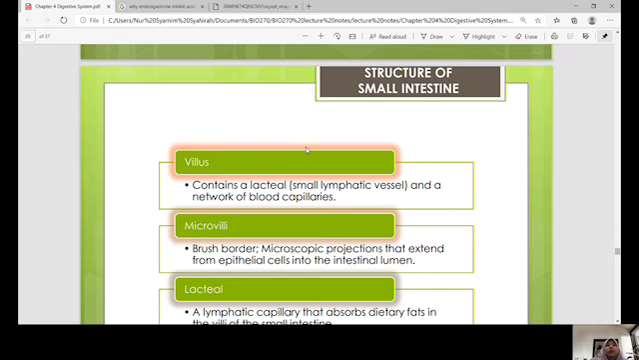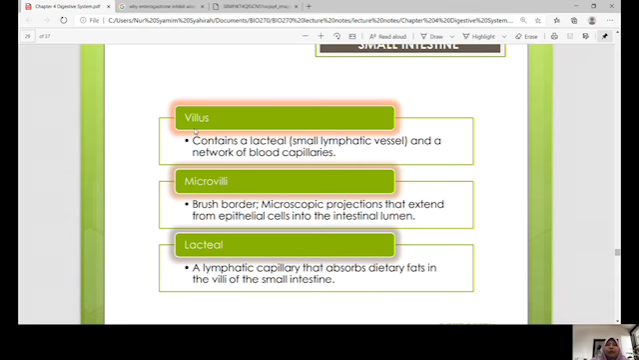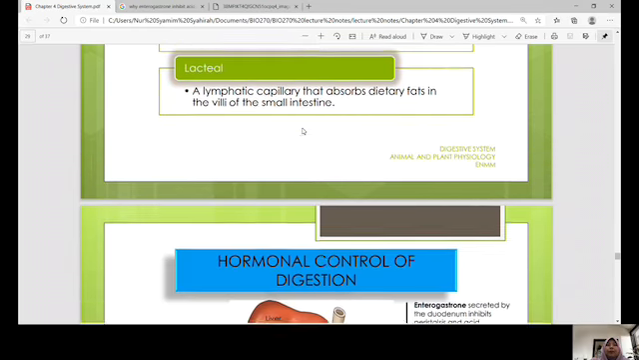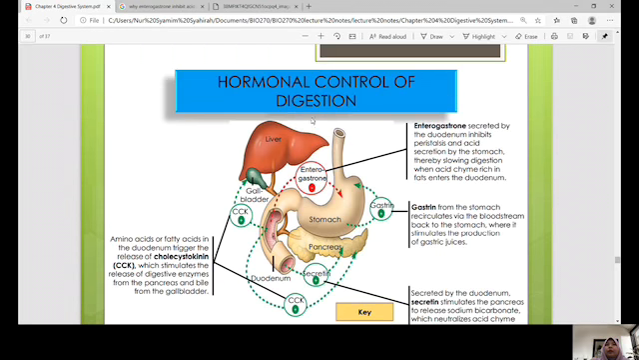Okay, so these are the structure of the small intestine. It consists of villus, the microvilli or the brush border, and the lacteal. So you can read this. Okay, now we go into hormone control.